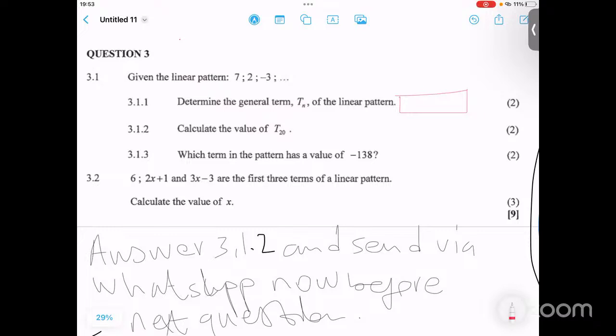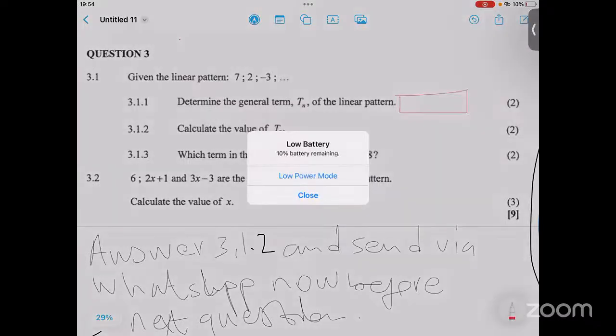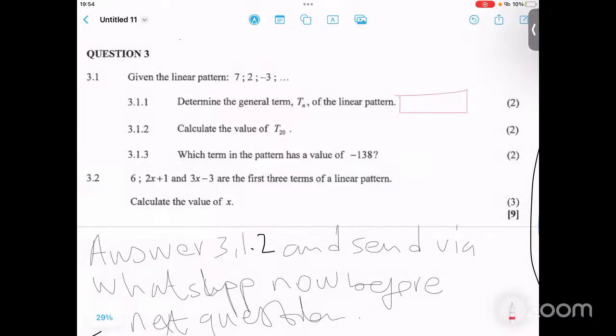Yes, sir, I might have been quite a bit late today, but I just want to know. So we just need to do 3.1.2 and send that to you via WhatsApp, starting from 3.1, so you can very quickly start from the first until the last.